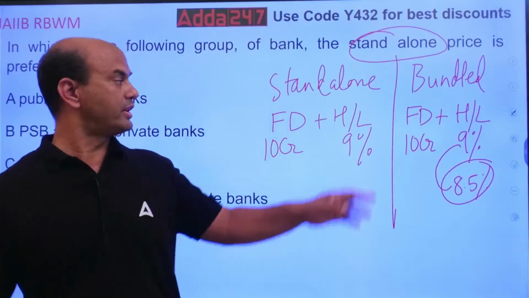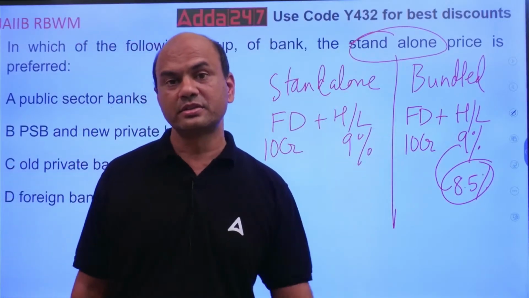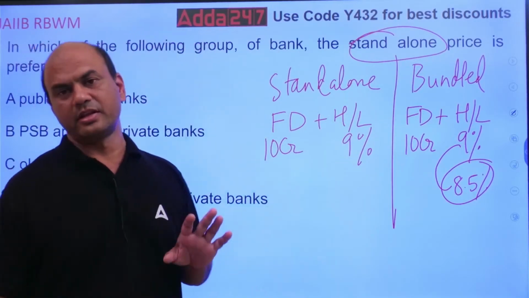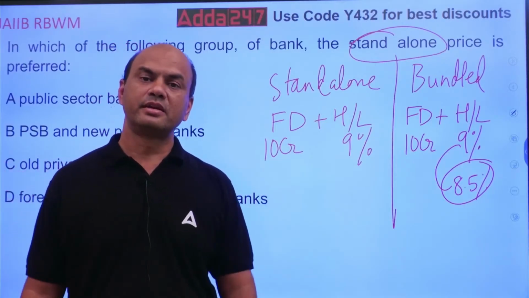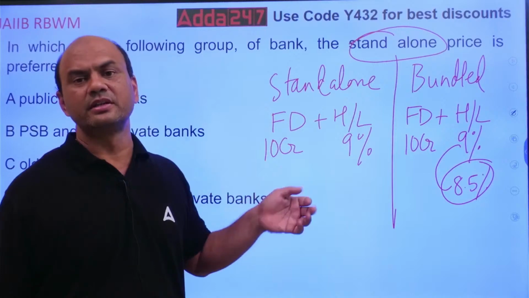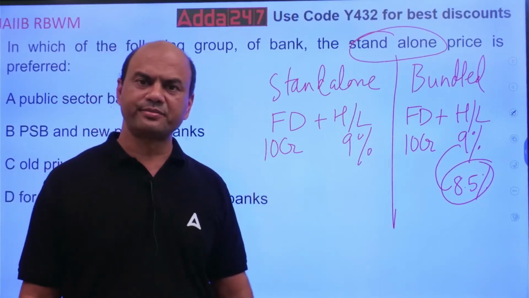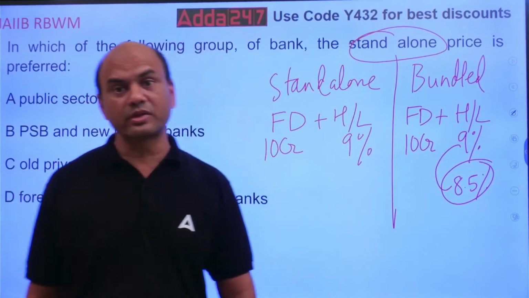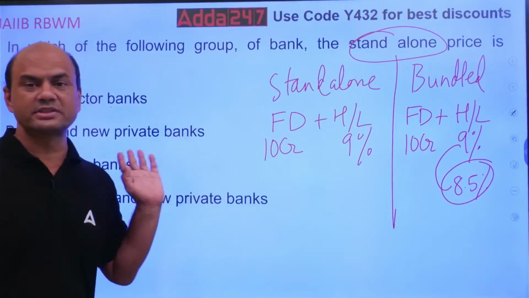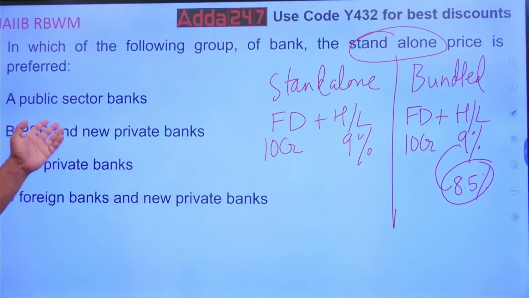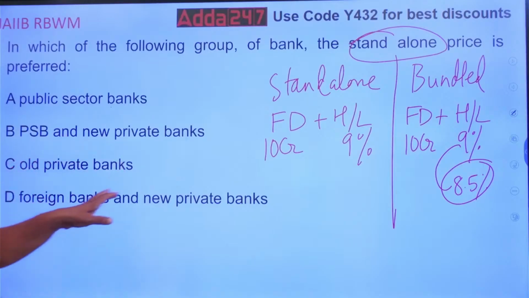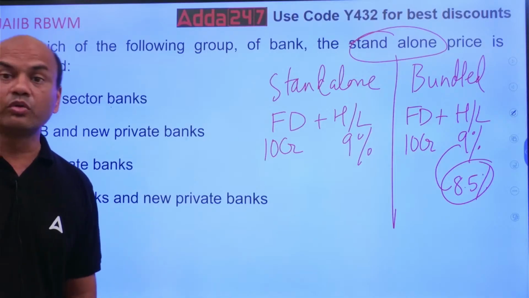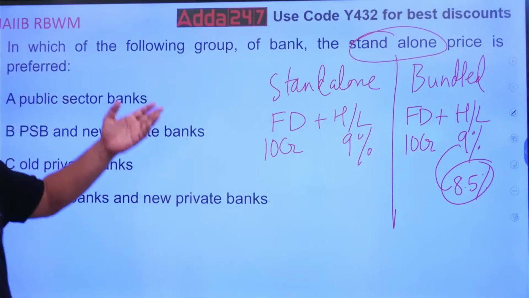Why? Because I am having the FD of 10 crores. Because here, in bundle pricing, what is done? Combined profit is checked. In standalone pricing, what is done? Single profit is checked. So the question over here is, which bank follows this standalone pricing? Public sector, PSBs and new private sector. Old private sector and foreign banks and new private banks. Who follows bundled, this standalone pricing?